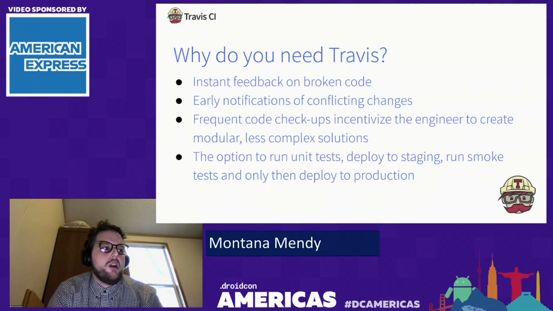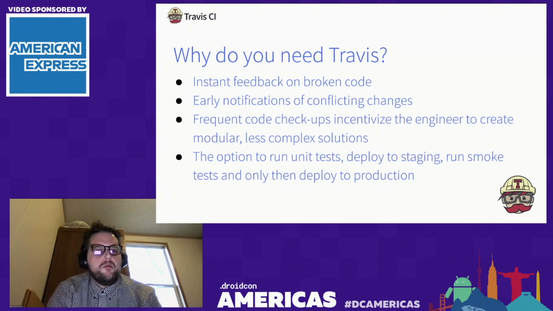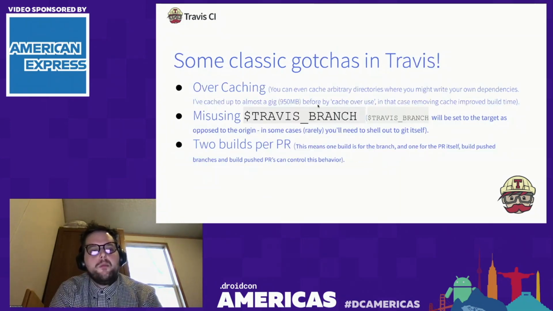So if you have a smaller dev team, you can really work across the board a lot quicker. And then last but not least, the option to run unit tests, deploy to staging, whether that be Heroku, Firebase, whatever that may be, run smoke tests if you want, and then ultimately you want to deploy that to production so people can obviously use your great creation.